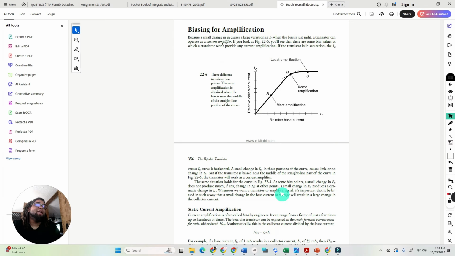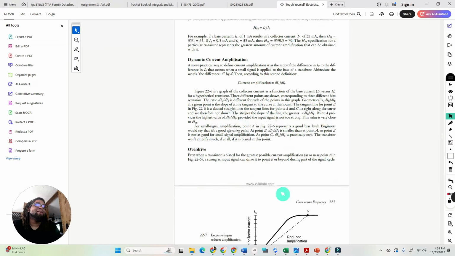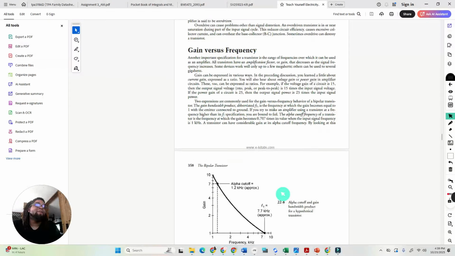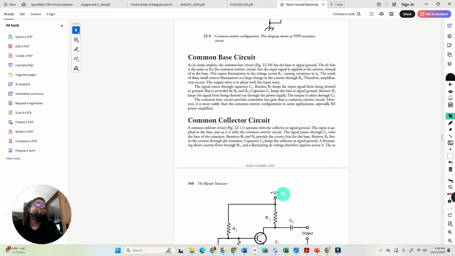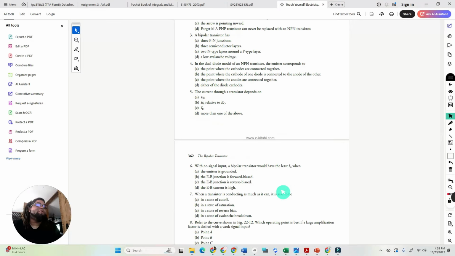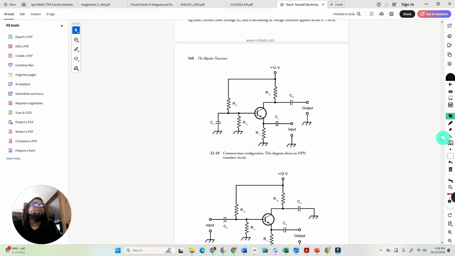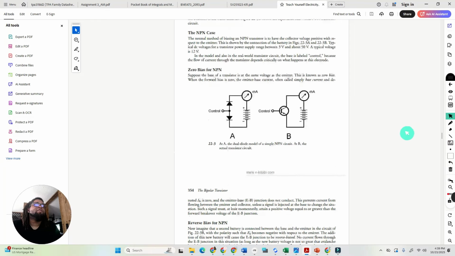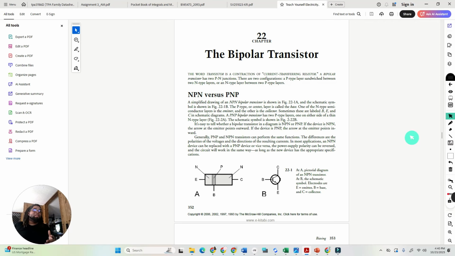Then he goes into amplification, biasing for amplification, which is what we're going to talk about next. And then we're going to talk about common emitter circuits. So the common emitter amplifier, we'll talk about that in our next video. And then, of course, we'll review some of these quiz questions as well. So again, I just wanted to kind of skim over this chapter to see the topics that we're going to cover. And of course, if you're interested in this, go on and do your own research and indulge in the topics.